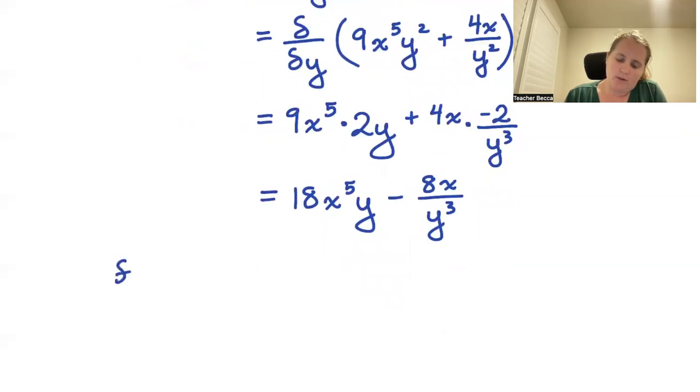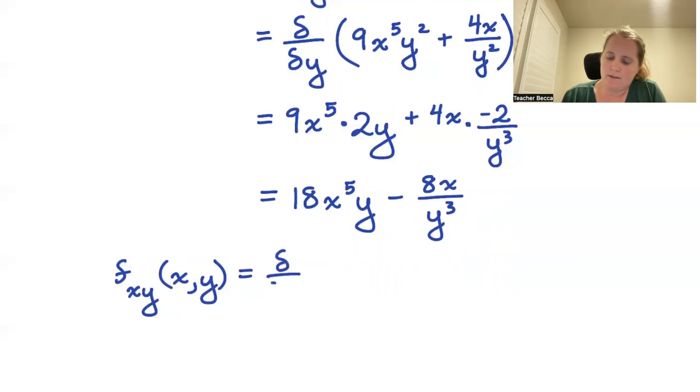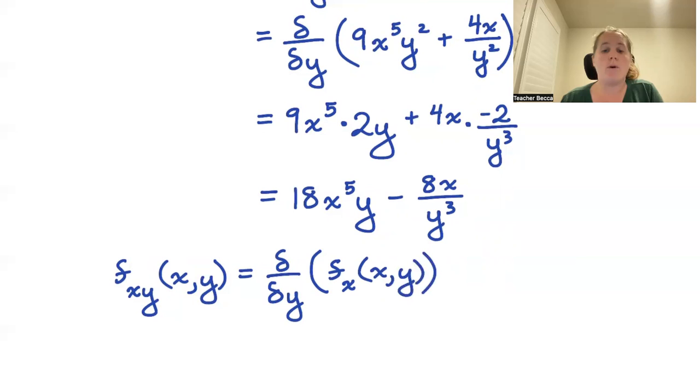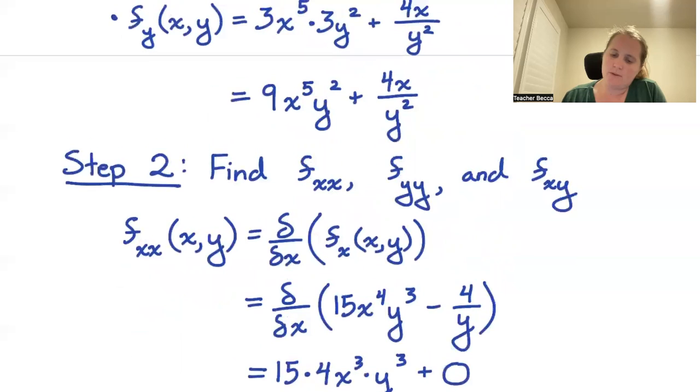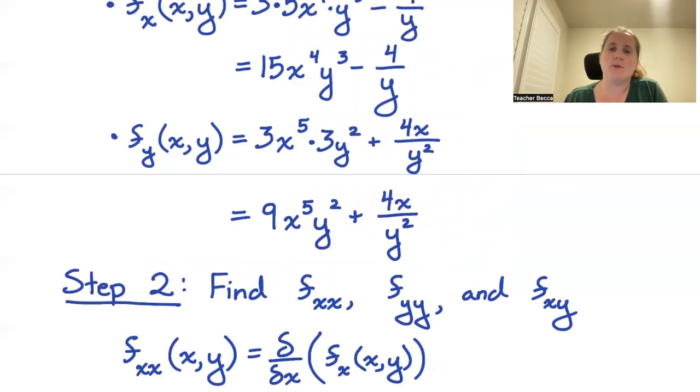Finally, for our mixed partial, fxy, this can be either written as the partial derivative with respect to y of the first partial with respect to x, or you can do the partial with respect to x of the first partial with respect to y. So in this case, we are looking at the partial with respect to y of the partial with respect to x, which was 15x to the 4th y cubed minus 4 over y.